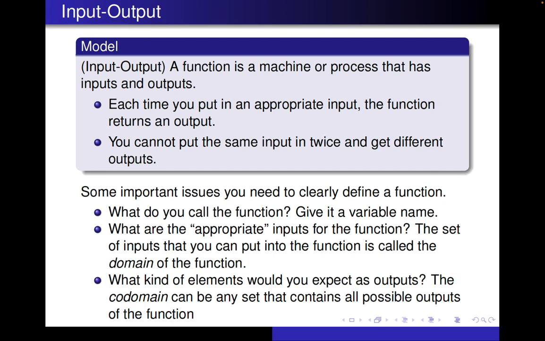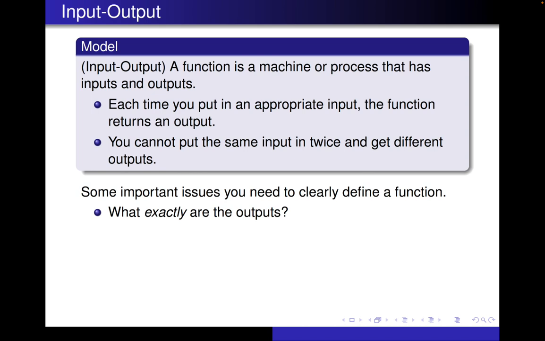And the codomain is literally any set that contains all possible outputs of the function. So the idea here is you want to make sure not to leave anything out. If you have some extra stuff in there, that's fine. You just want to make sure there's nothing that's actually an output that is not in your codomain.